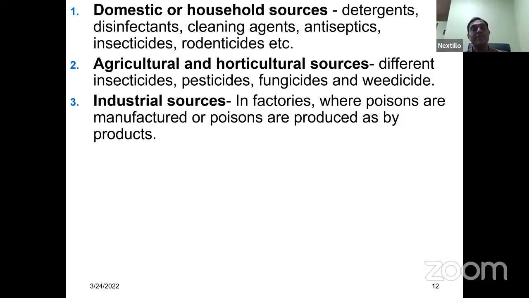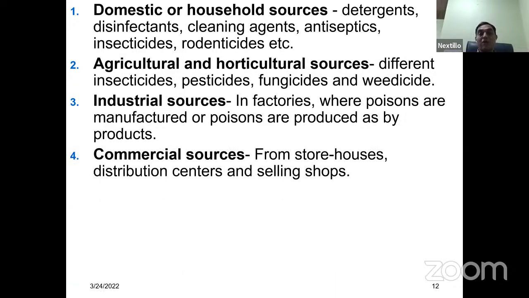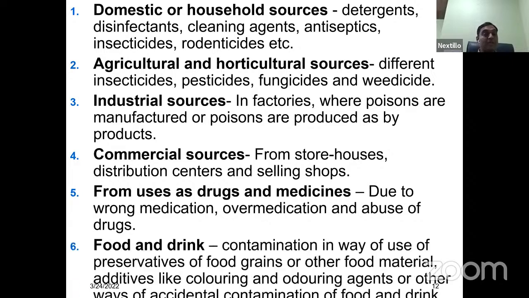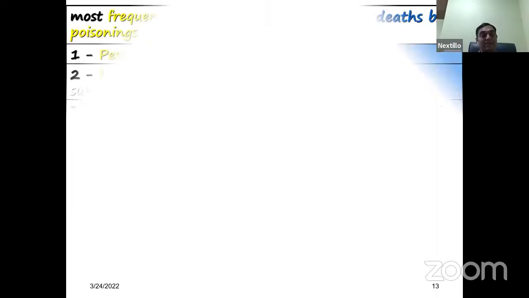Industrial sources are factories where poisons are manufactured, or poisonous chemical substances are byproducts. Commercial sources are the storehouses, distribution centers, and selling shops, and the use of drugs and medicines due to wrong medications, over-medications, and abuse of drugs. Dear friends, nowadays drug abuse is a very common scenario, and we have to be very careful. Food and drink contaminations come from preservatives of food grains or other food materials, additives like coloring agents, odoring agents, or other accidental contaminations of food and drink. So these are all very important sources of poisoning.